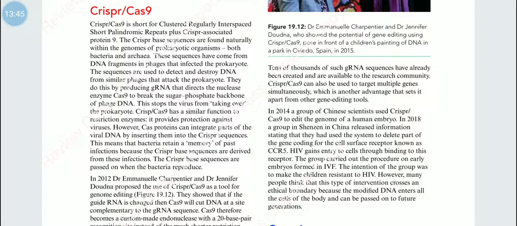For example, in China, some researchers declared that they have used the CRISPR-Cas9 system to delete part of the gene coding for the cell surface receptor known as CCR5. HIV gains entry to cells by binding to this. When they deleted this code, they made the children resistant to HIV.